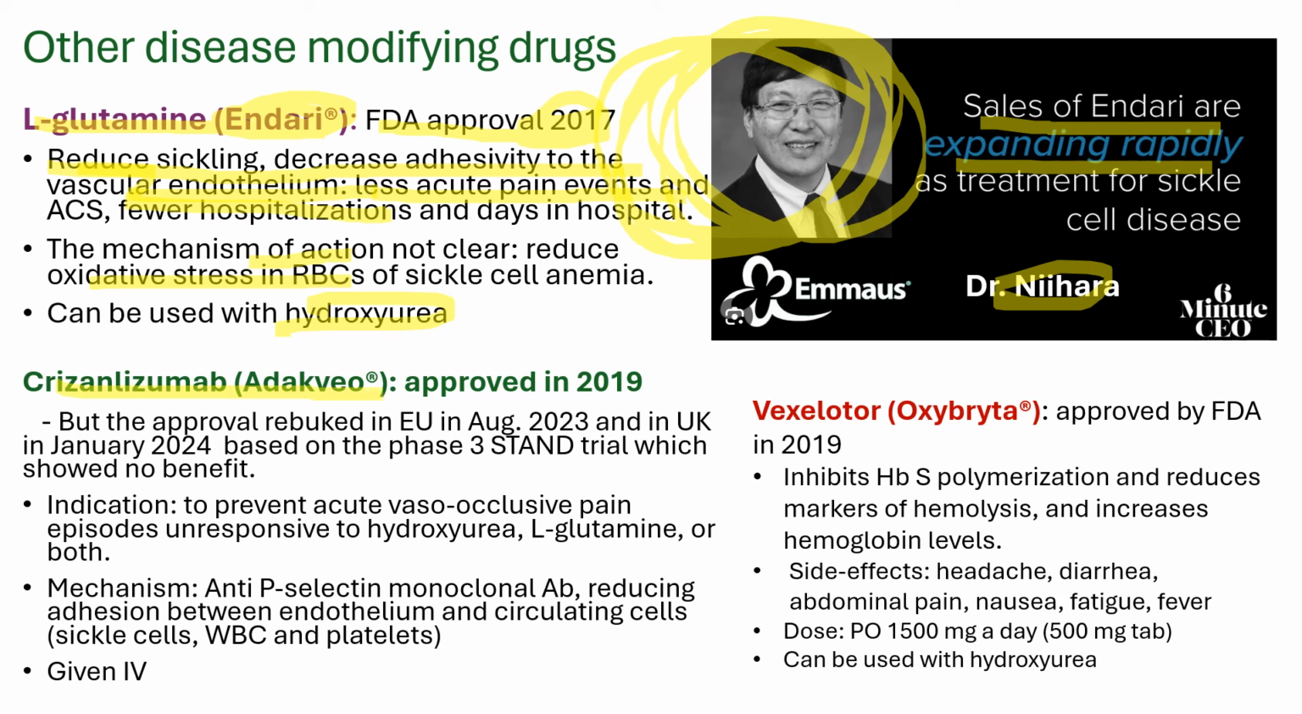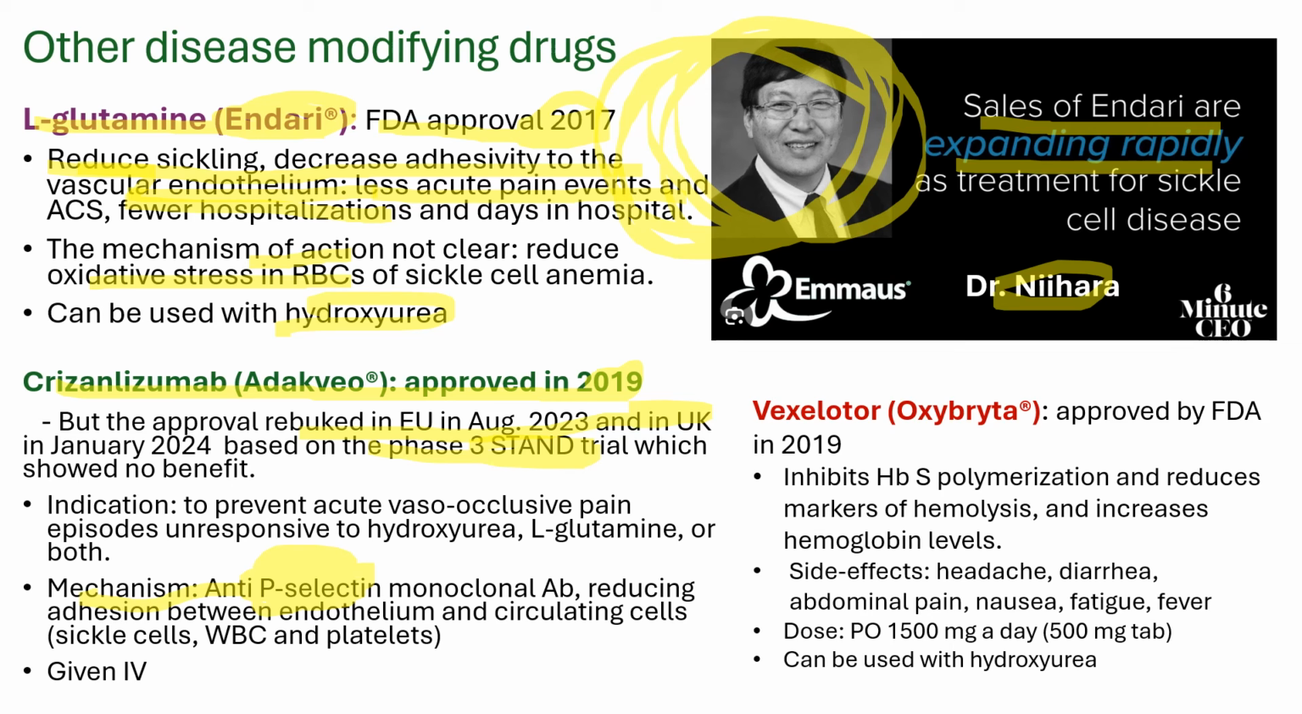Crizanlizumab was approved in 2019, but recently it was taken out of the market in Europe and England because the new phase 3 standard trial failed to show benefit, but it's still marketed in the US. Its mechanism is inhibition of P-selectin, which is involved in the adhesivity of sickle cells and white blood cells to the endothelium.